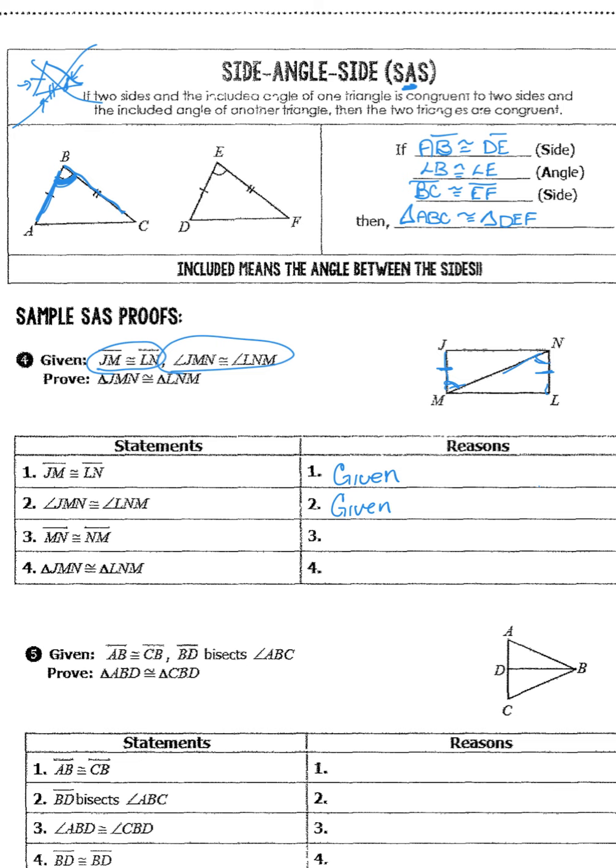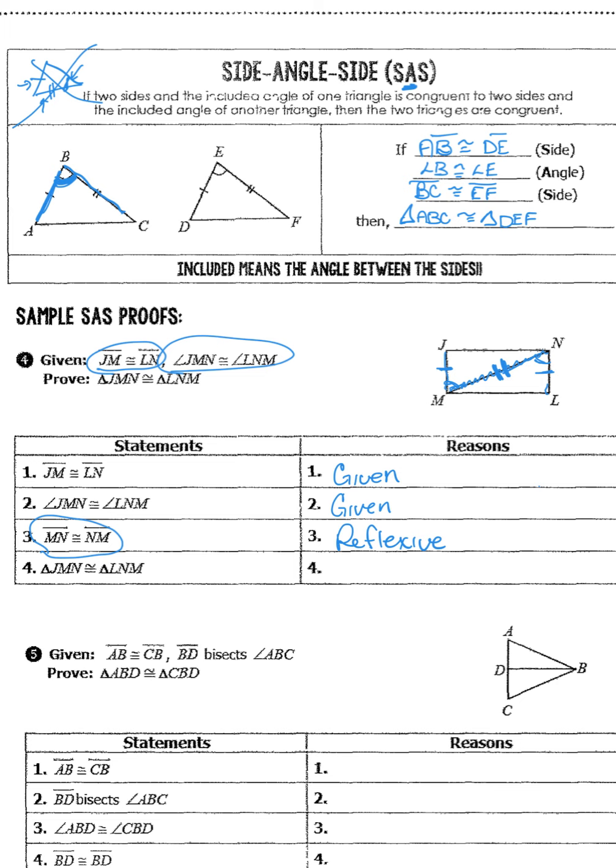All right, so are there any vocabulary words? Nope. All right, the next thing we're supposed to look for is reflexive. Do they share a side? Hopefully you said yes, because they share this side in the middle, so I'm going to mark it congruent. And notice that's the next line. MN is congruent to NM, that is reflexive.